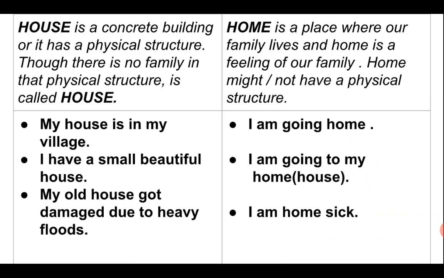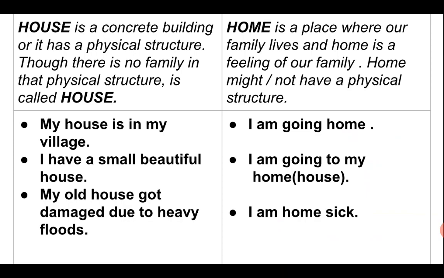Let's look at the second example. I have a small beautiful house. It means I have a small concrete structured building or concrete structured hut. That's what it's called house. My whole house got damaged due to heavy floods. It means my house has been damaged due to heavy floods. As I said, the meaning of house is it's a concrete building or it has a concrete structure. So that's what it's called house.